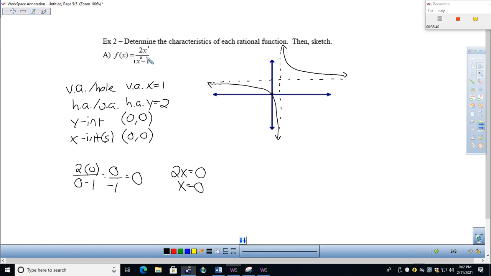All right, as I said, we'll see some harder ones in the next. So it's like example 2, determine the characteristics of each rational function, then sketch. That's coming our way. The very beginnings of day 3, perfect continuity there, going from day 2 to day 3.